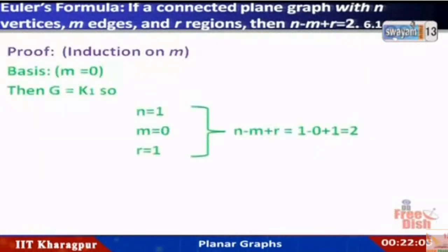Let us see the proof by induction on the number of edges. For the base case, let us consider the number of edges as 0. If there are no edges present, then it will be an isolated vertex, and that is nothing but a K1 graph. In K1 graph, the number of nodes is 1, the number of edges is 0 and the number of regions is 1. So 1 minus 0 plus 1 becomes 2. Hence this formula is satisfied for the base case.